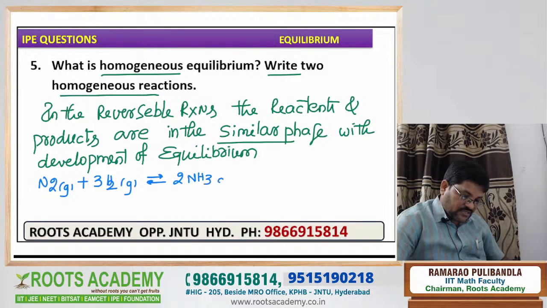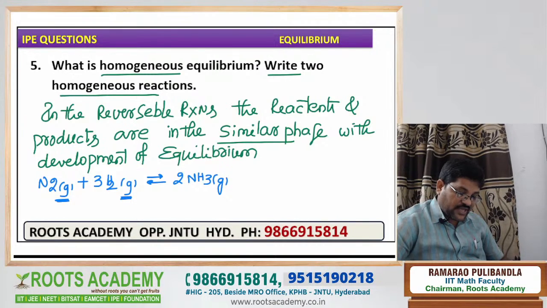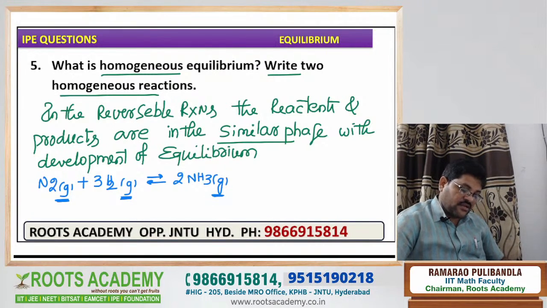2NH3 gas. One of the examples of homogeneous reaction. N2 is in the gas state, H2 is in the gas state, ammonia is in the gas state. Take one more example.